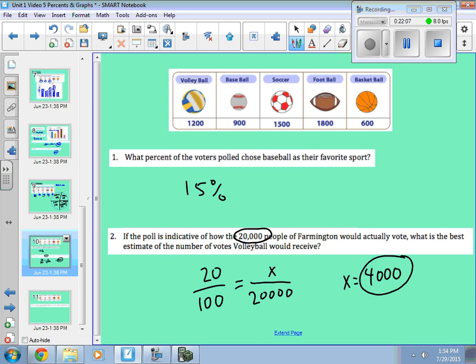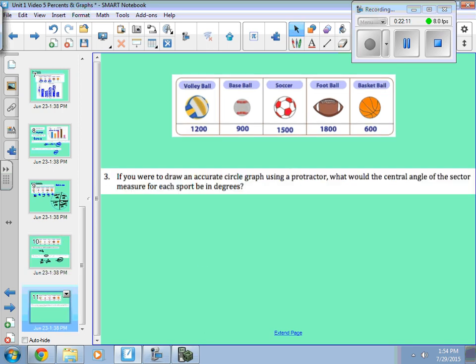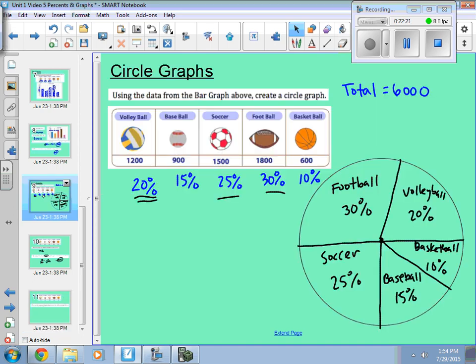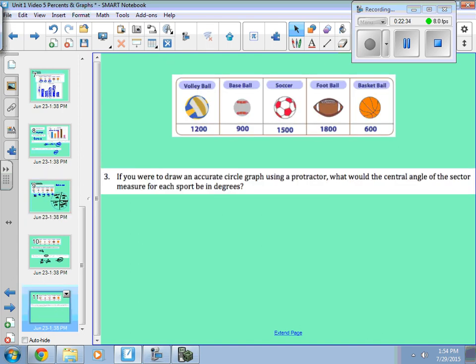All right. Finally, if you were to draw an accurate circle graph using a protractor, what would be the central angle of the sector measure for each sport in degrees? So when we made the circle graph, we estimated. What if we wanted to be more exact and use a protractor? We want to know what's the angle for each of these. We should be able to figure that out by doing, again, a proportion.